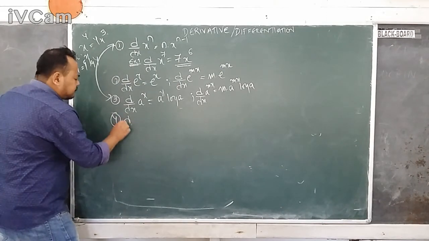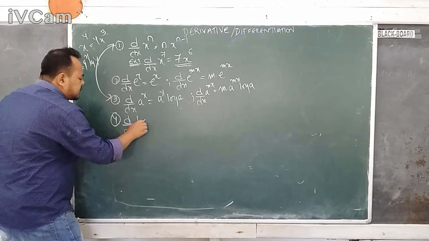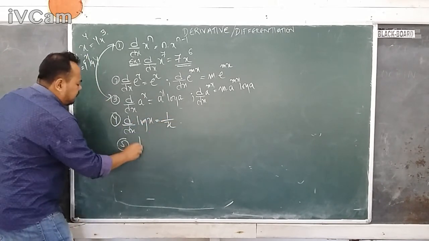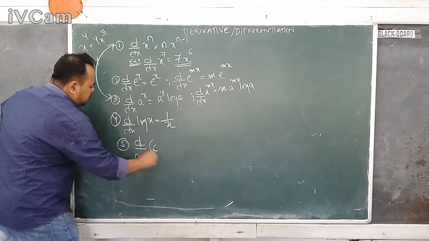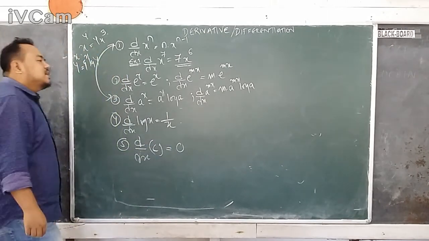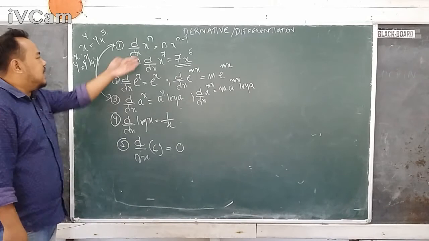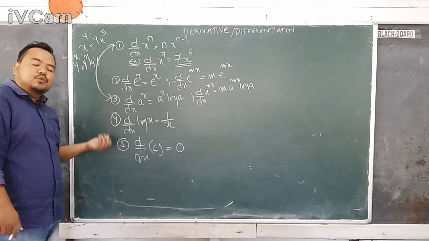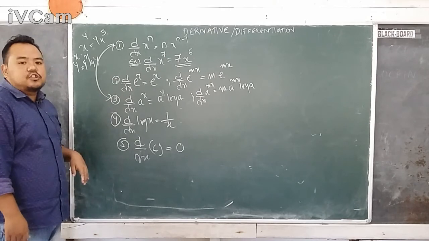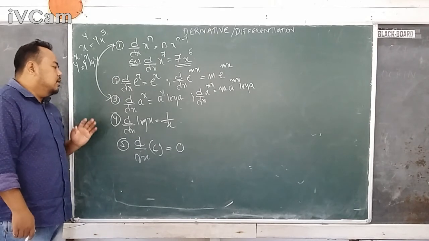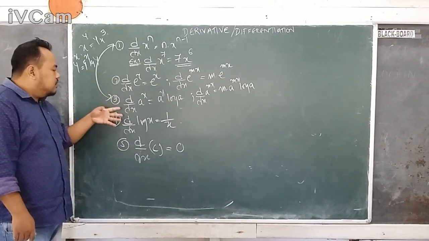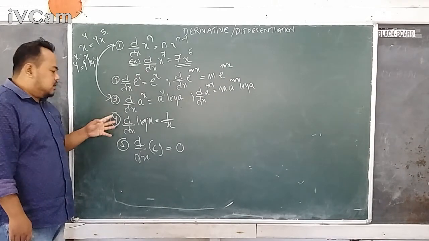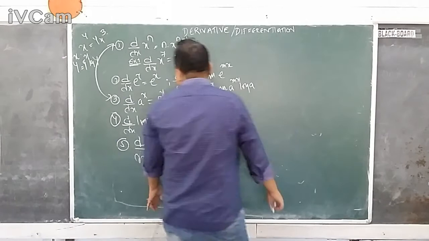Formula number 4, d by dx of log x. d by dx of log x is 1 by x. And finally, formula number 5, d by dx of a constant is 0. So these are the 5 formulas which will help you differentiate an algebraic function. The moment you see x, whatever be the power of x, it gets reduced by 1. Exponential function, e, log function. So these are the 3 functions. These are formulas for 3 functions. Now one more function is left, that is trigonometry. We will discuss it later. So these are the 5 formulas.